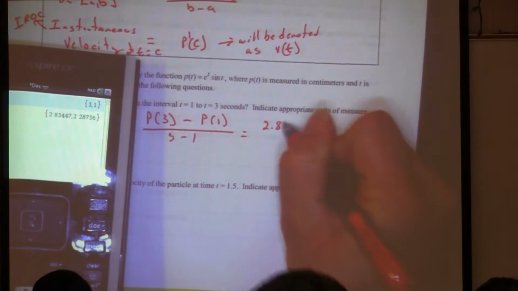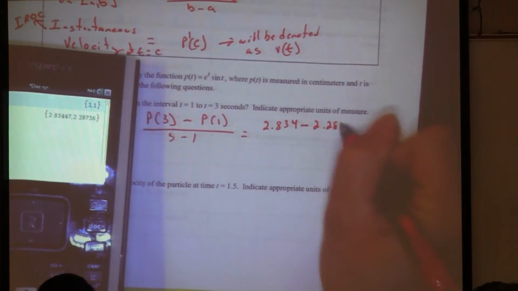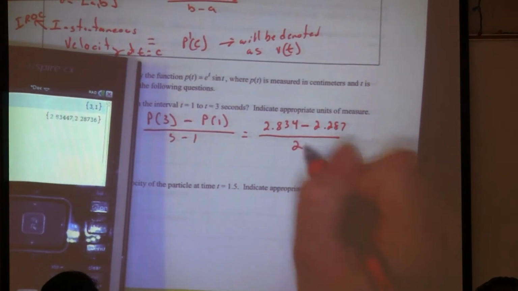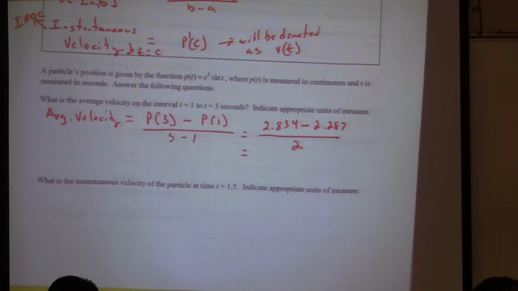So 2.834 minus 2.287 divided by 2. What do we end up with?